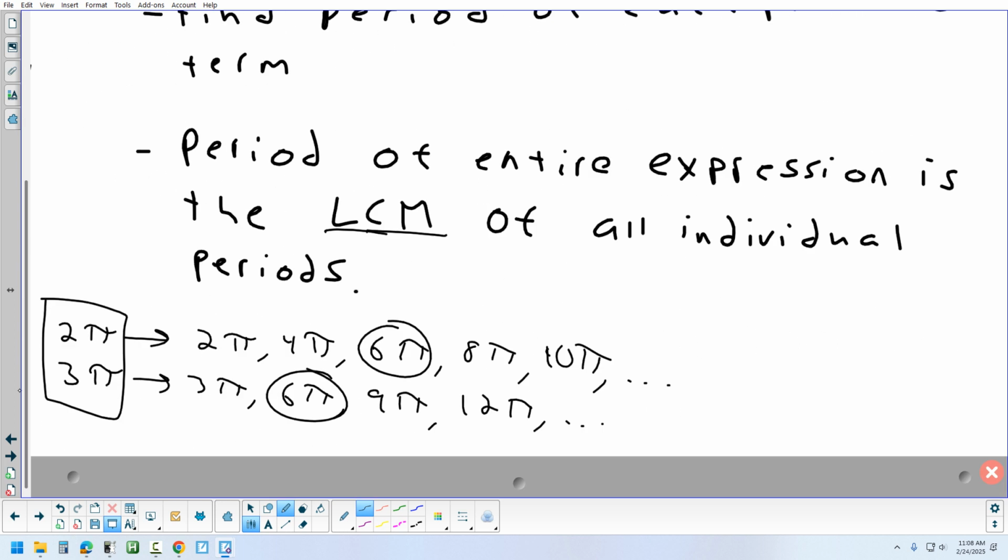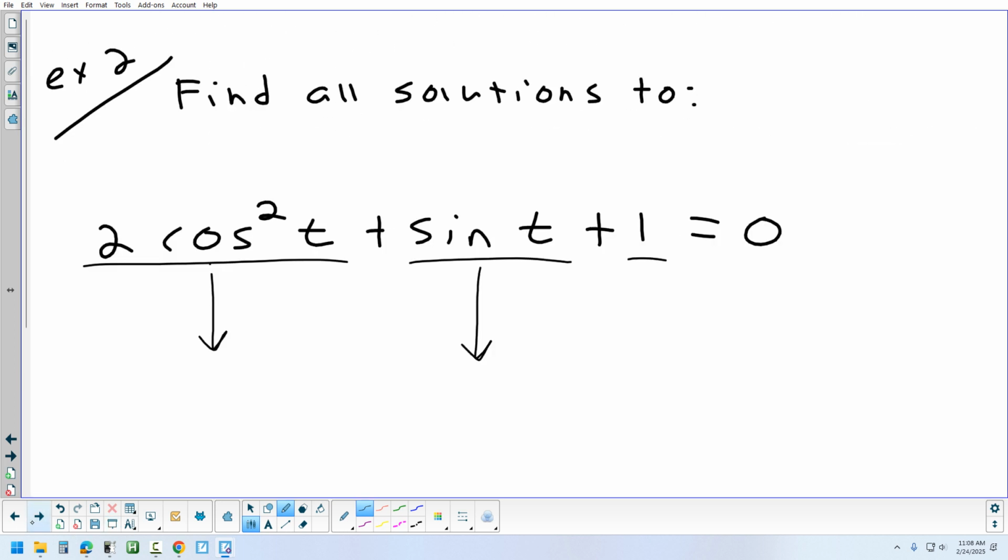All right. So now, let's go back to this one, and let's look at sine t. What's the formula we're going to use to find the period of sine t? 2 pi over b, but in this case, b is 1. That's the number in front of t. So we know the period of sine t is 2 pi. We need the period of 2 cosine squared t. Let me show you how you find that.